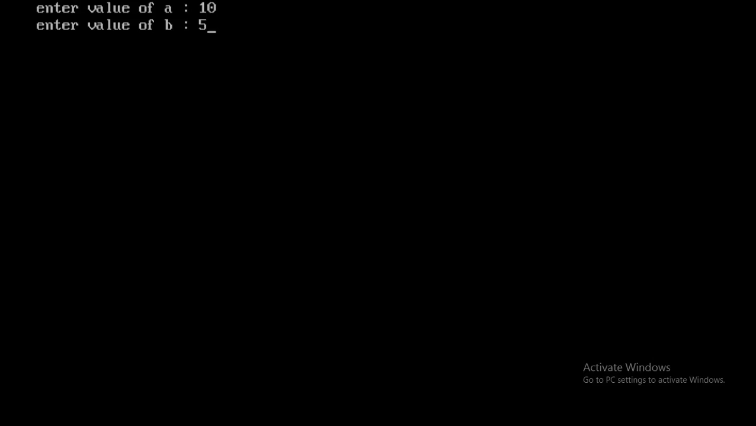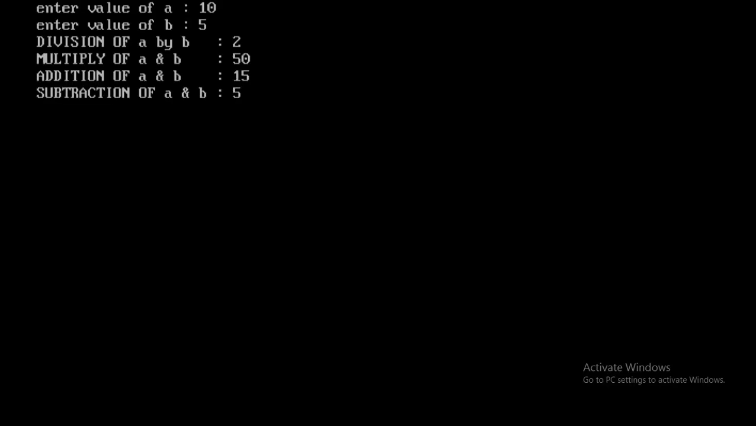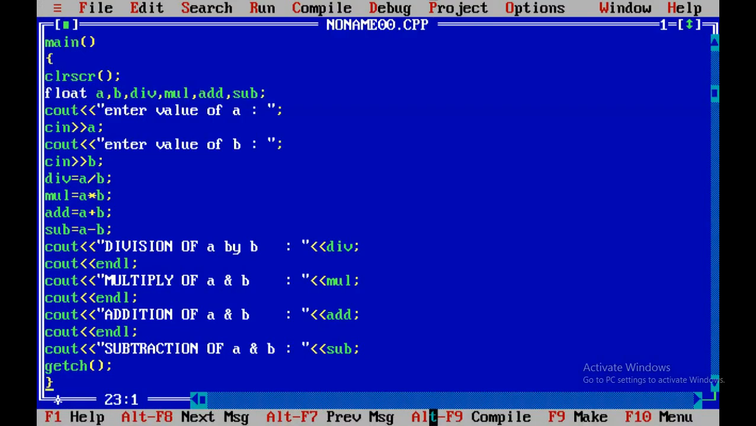Once I enter, I get the arithmetic operations done on the screen. Division of a by b: 10 by 5 is 2. Multiplication: 10 into 5 is 50. Addition of a and b: 10 plus 5. Subtraction of a and b: 10 minus 5 is 5. Simple. So simple, my friends.